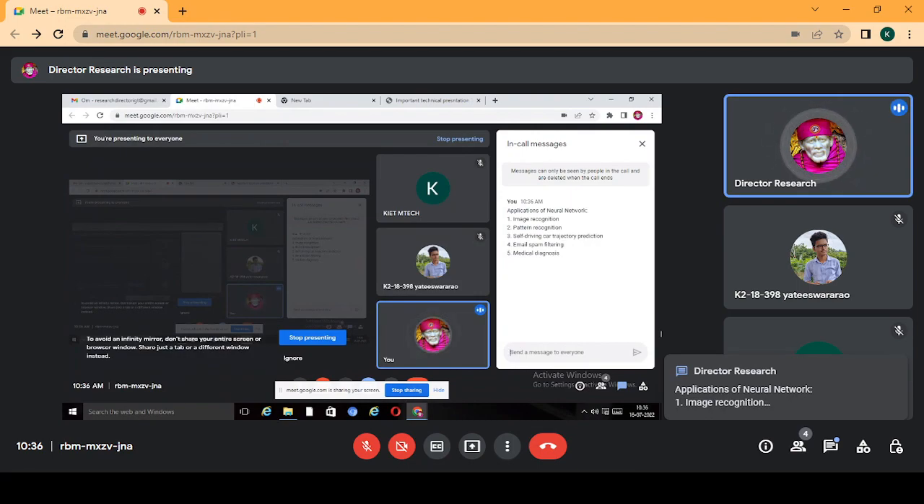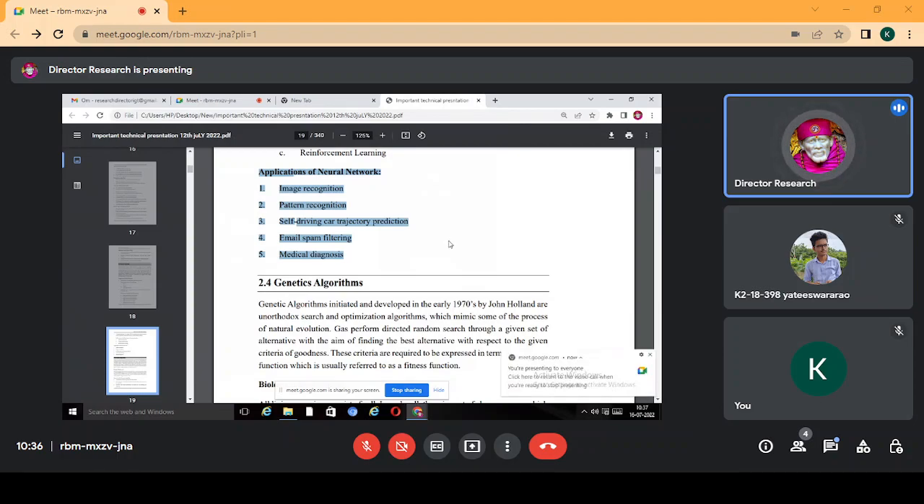That's why I'm giving more innovative and creative presentations, and I'm recalling our previous presentations also to get perfection for you. If you have a presentation, you can prepare easily in less time to get good marks, of course. Okay, so that's the reason we look back into these keywords. Applications of neural network are image recognition, pattern recognition, self-driving car, trajectory prediction, image spam filtering, medical diagnosis, like that.